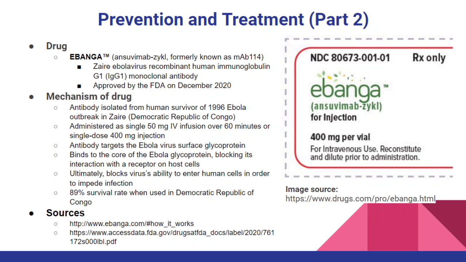or as a single dose of 400 milligrams. Now, the antibody targets the Ebola virus surface glycoprotein. And as I have previously mentioned, the glycoprotein, which is embedded on the envelope of the Ebola virus, plays a key role in how it enters host cells. So, given that the antibody binds to the core of the Ebola glycoprotein, this blocks the Ebola virus interaction with the receptors on host cells.